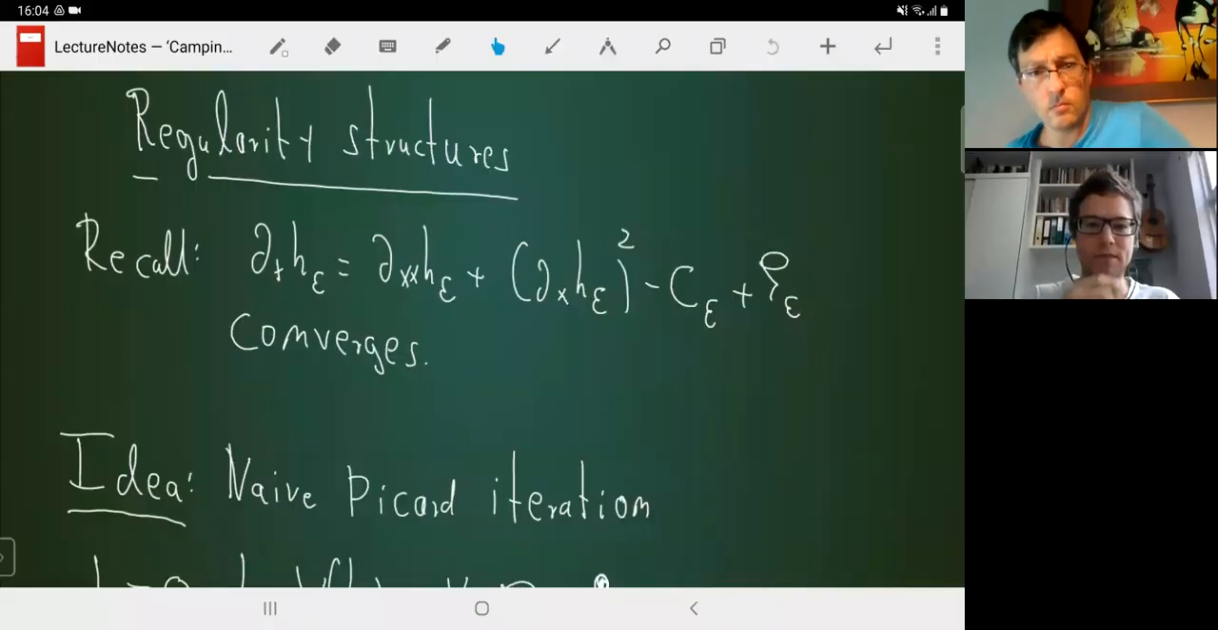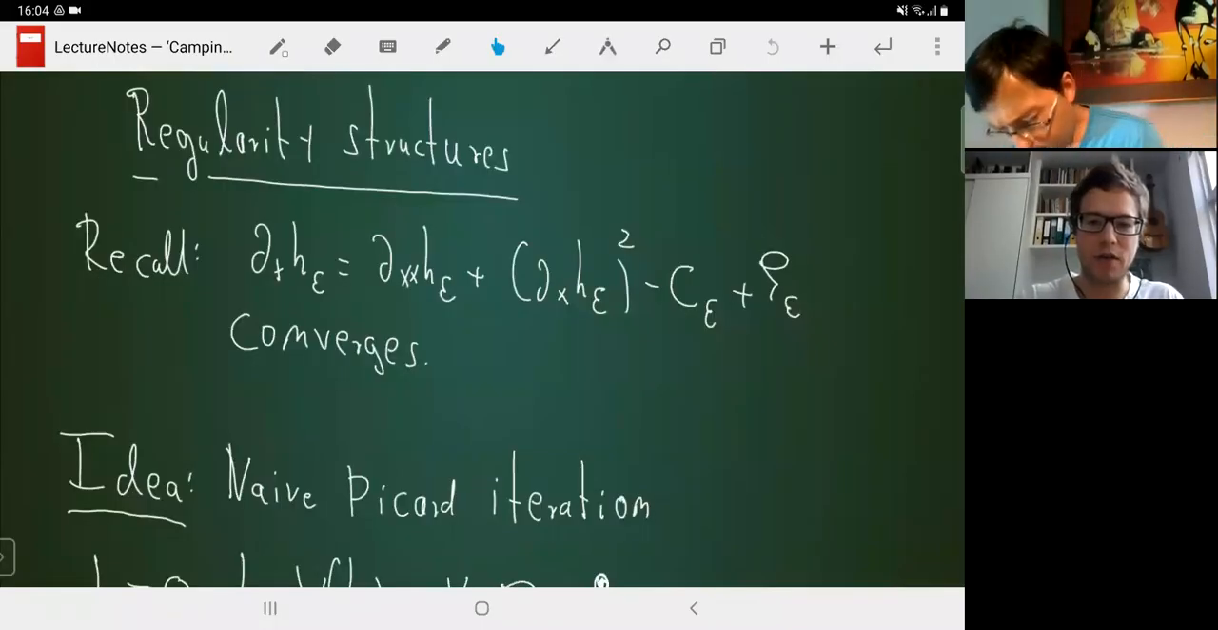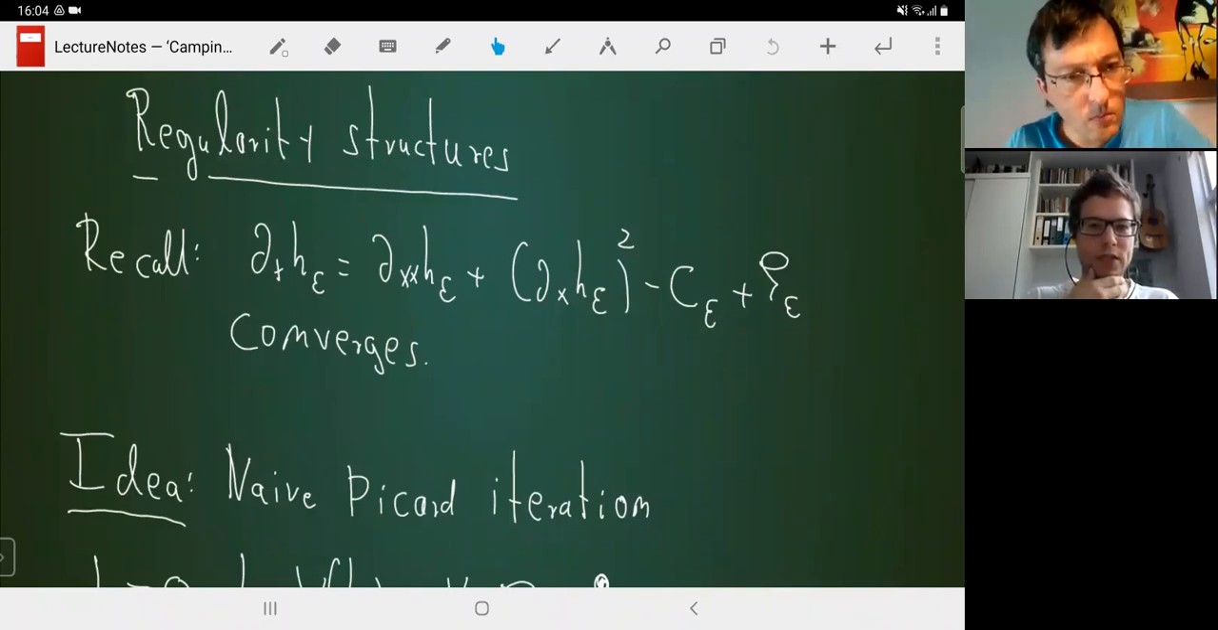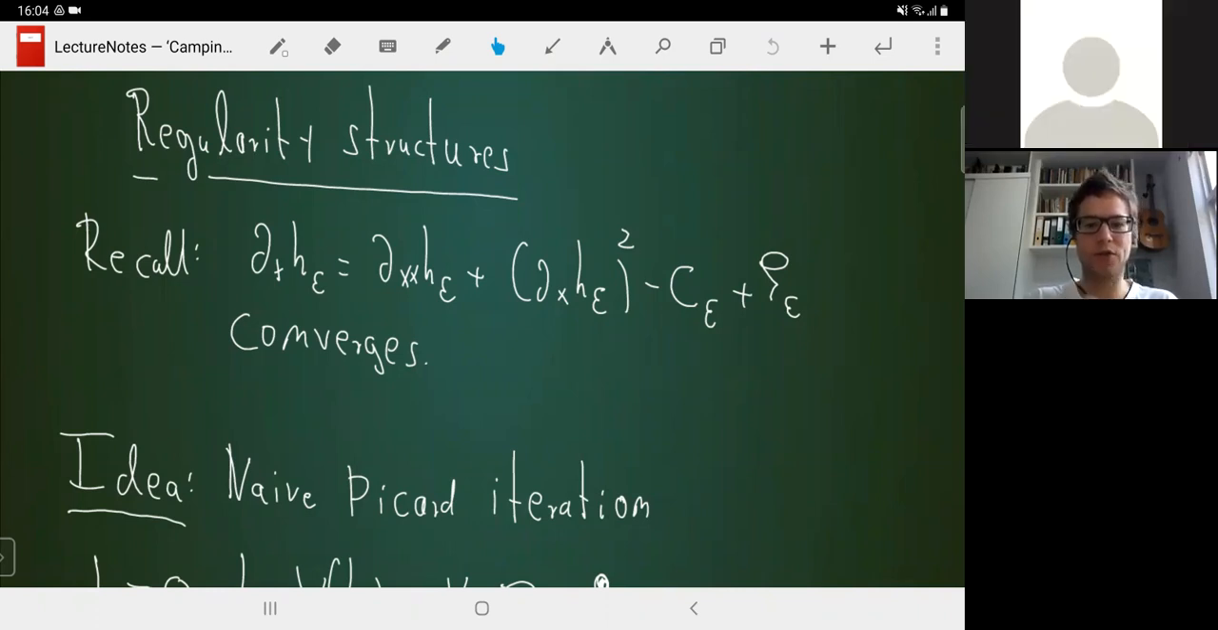Regularity structures. So on Friday, we really started to talk about regularity structures. Again, feel free to ask questions. I know that's a very difficult topic. It's maybe the most difficult in the field right now. And I also don't understand everything, so I have a lot of gaps.